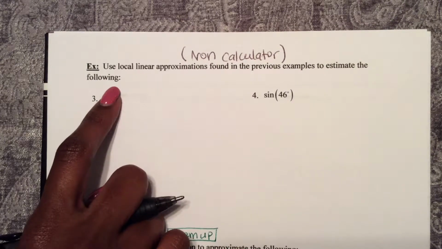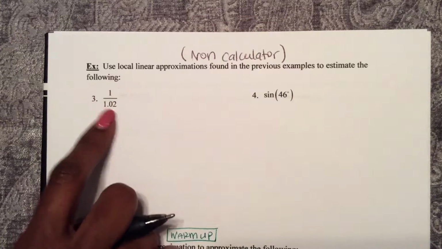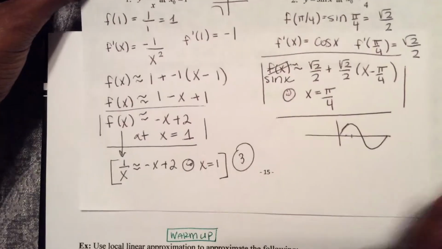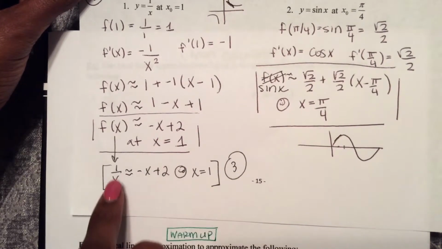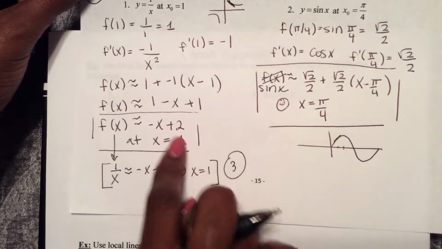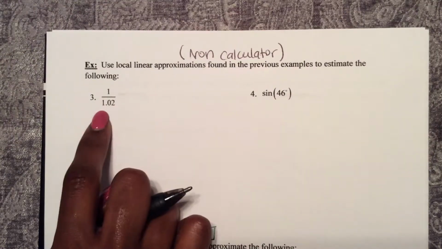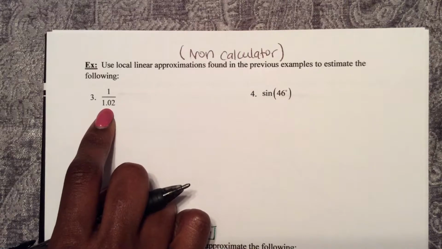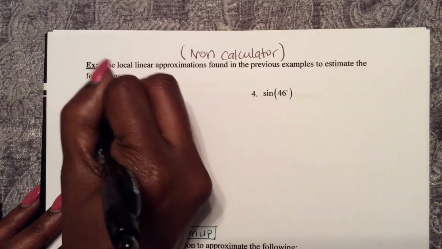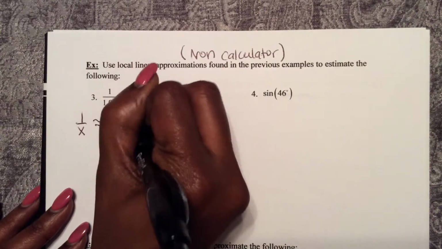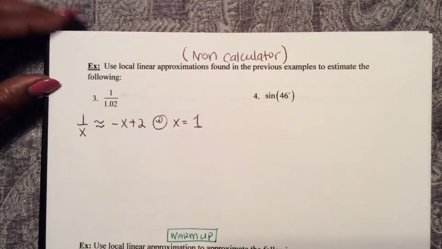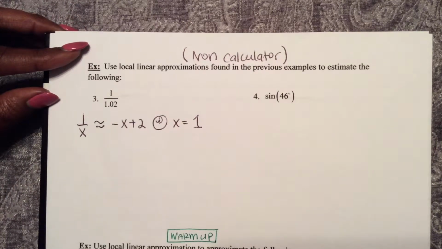So this is 1 over x, right? 1 over some x value. And we saw in our last problem that at x equals 1, 1 over x is approximately this. But that's only around x equals 1. And we see that 1.02 is really, really close to 1. So we remember 1 over x is approximately negative x plus 2 at x equals 1. But we're trying to find 1 over 1.02.